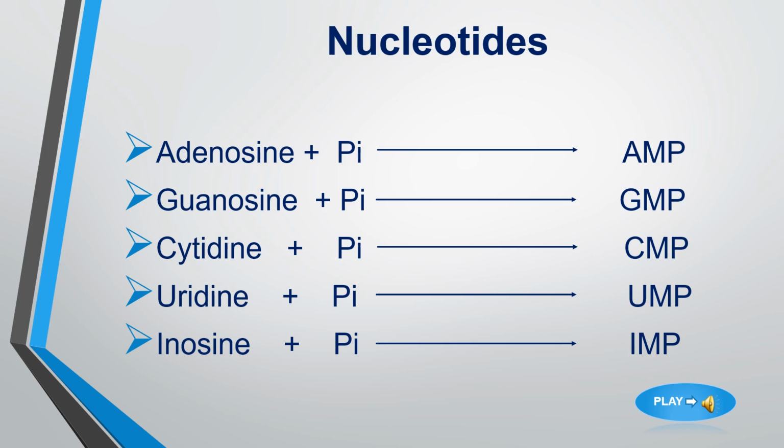The formation of AMP: adenosine plus phosphate. The formation of GMP: guanosine plus phosphate. The formation of cytidine monophosphate, that is cytidine plus phosphate. The formation of uridine monophosphate, that is uridine plus phosphate. The formation of inosine monophosphate, that is inosine plus phosphate.